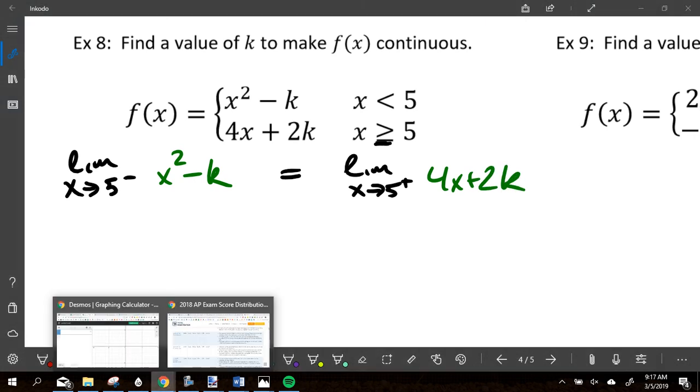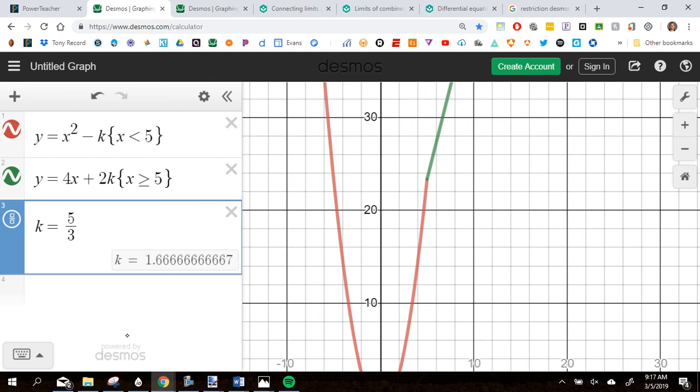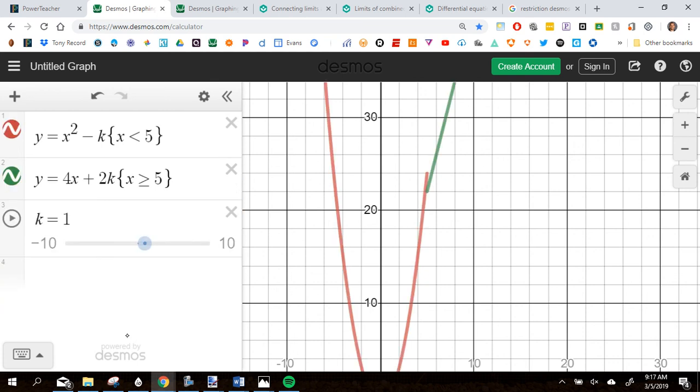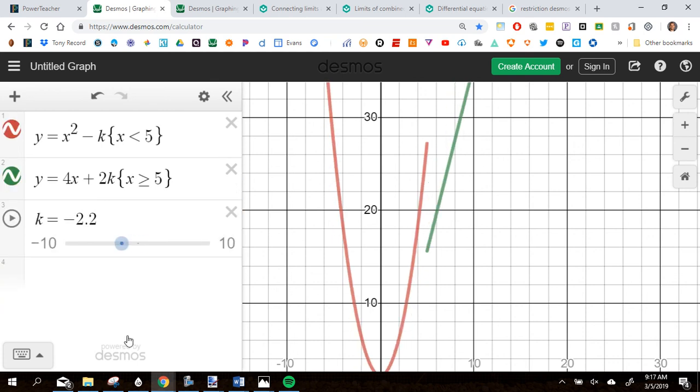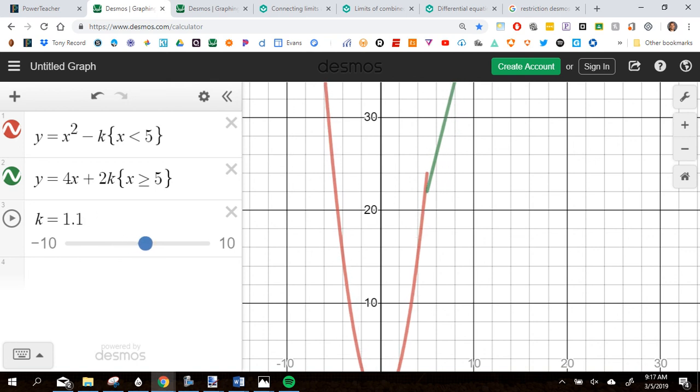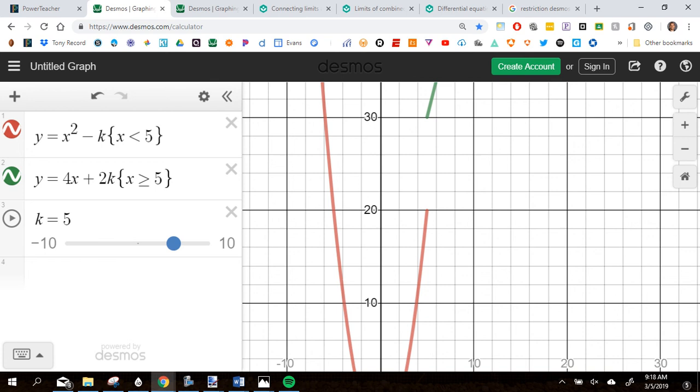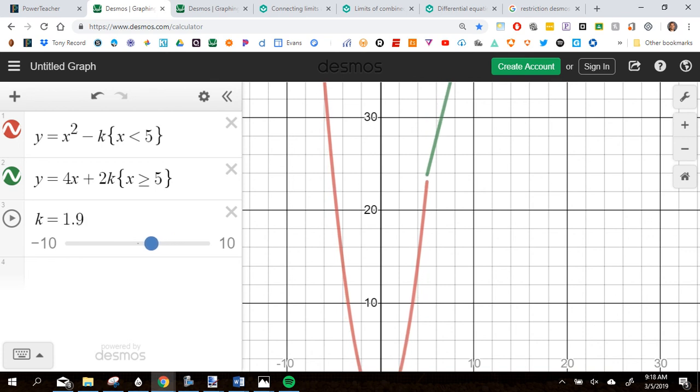Let me show you what we are doing with this. Here's what's happening. You've got these two graphs. The red graph is the parabola, that x squared minus k graph. The green graph is the 4x plus 2k graph. We are trying to find the k value that is going to make it continuous. Right now, is this thing continuous? No, I want to make them continue. Up, right in there. Okay? Now it's continuous because both sides are getting closer to each other and the values equal to each other. Does that make sense, what we're doing with this?